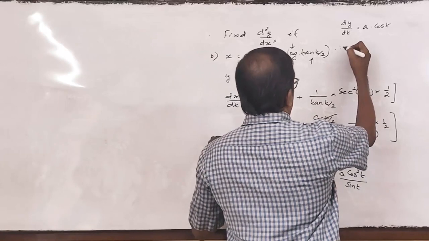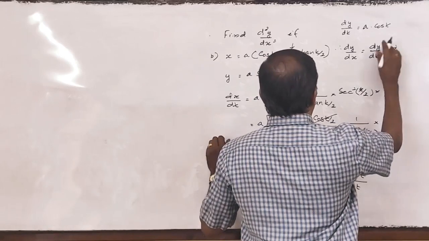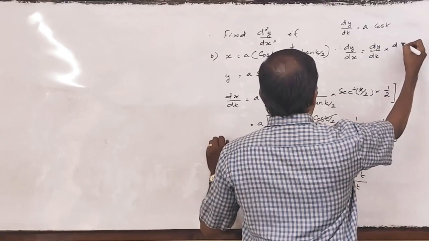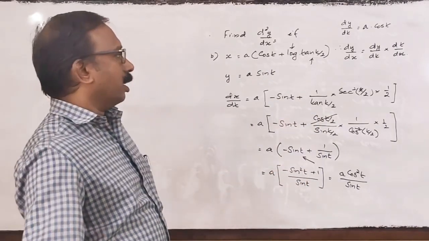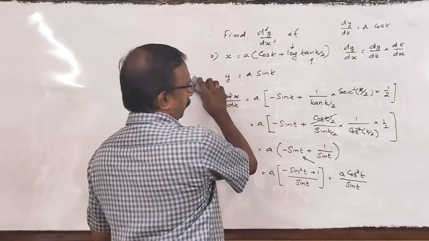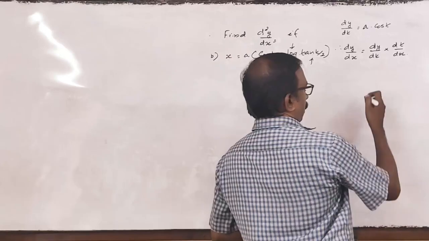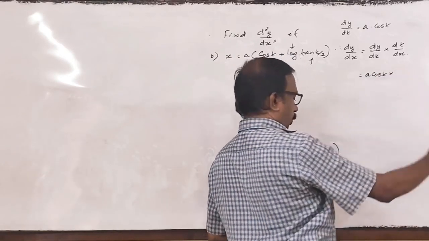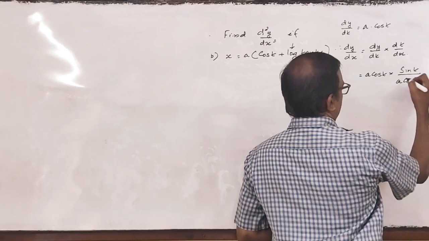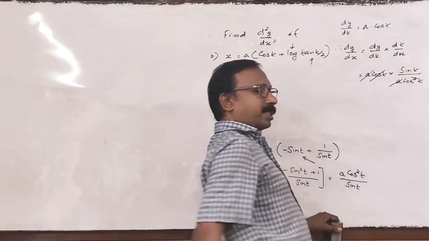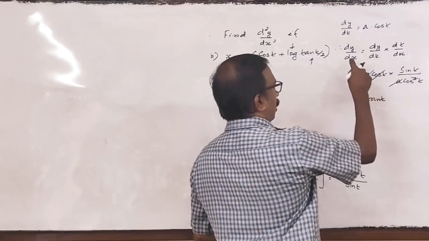Now find dy by dx. Therefore, dy by dx is equal to dy by dt into, you can use another formula, dt by dx, because dx by dt is a fraction, one function is a fraction and another is a non-fraction. So a cos t into the reciprocal of dx by dt, sin t by a cos square t. Here a and one cos t get cancelled. Now we have sin t by cos t, which is tan t, the answer. This is dy by dx.